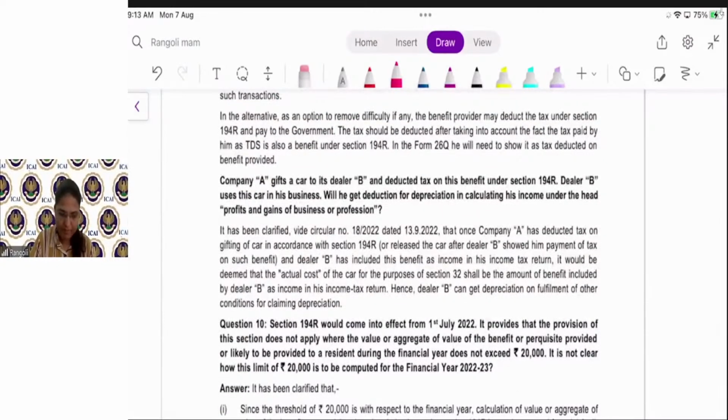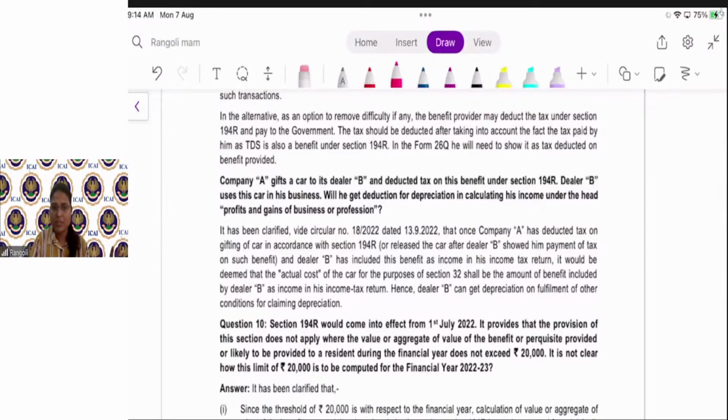Next question: company A gifts a car to its dealer B and deducts tax on this benefit. Dealer B uses this car in his business. Will he get a deduction for depreciation in calculating his income under the head PGBP? Obviously, yes. Why? Because the benefit is given, and the TDS is deducted on that amount.